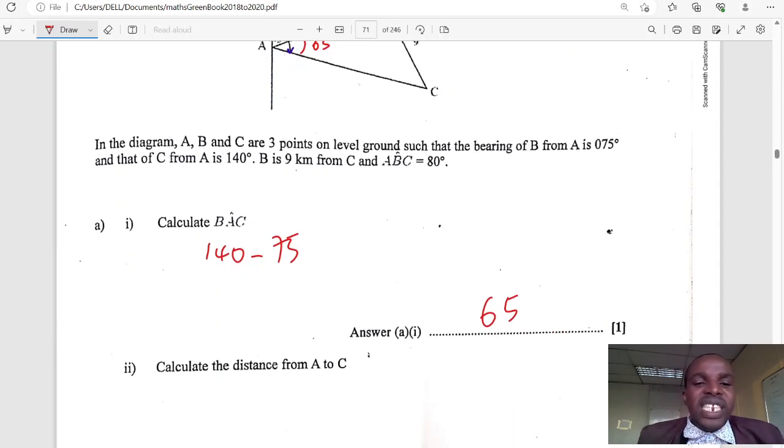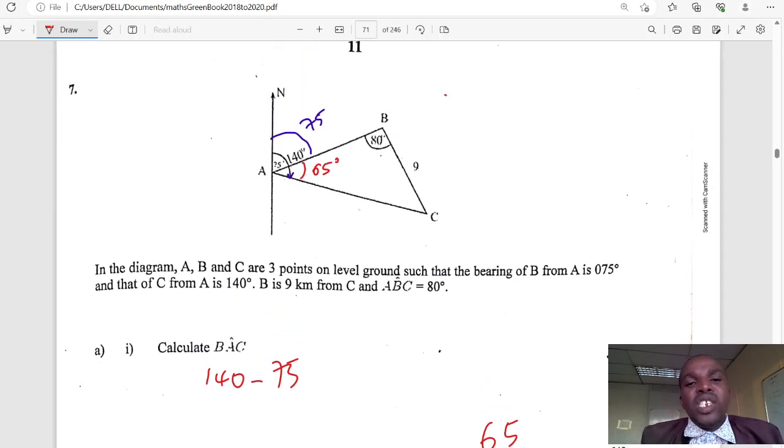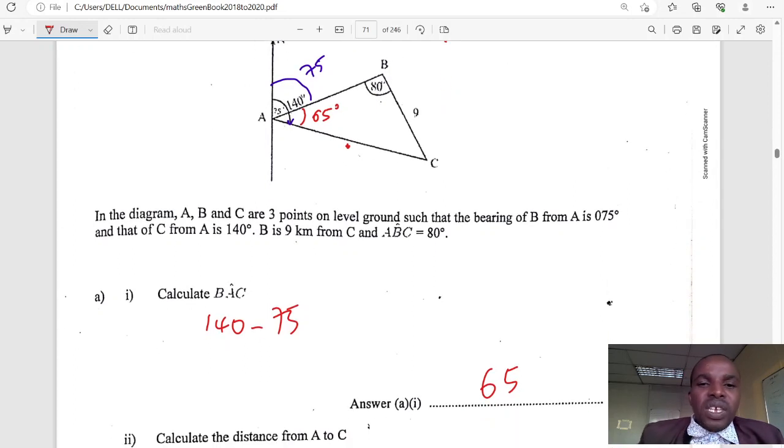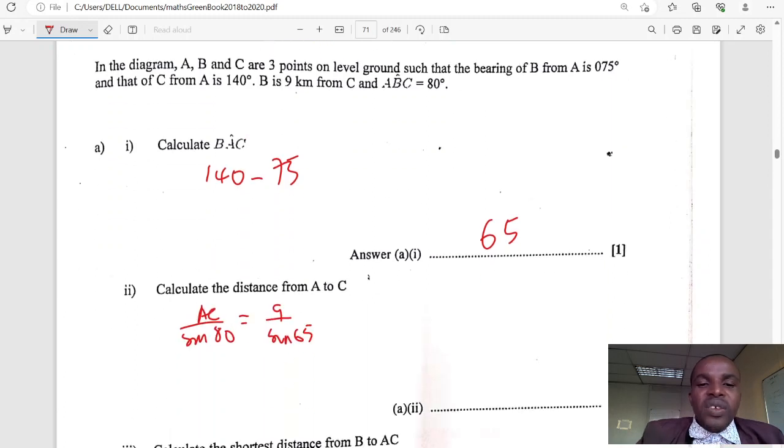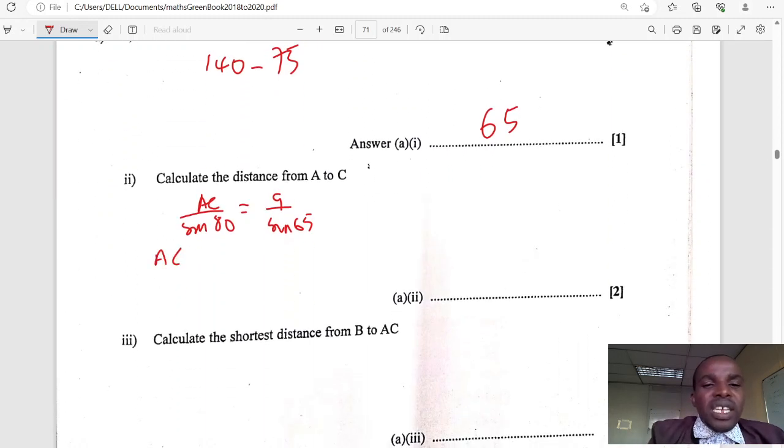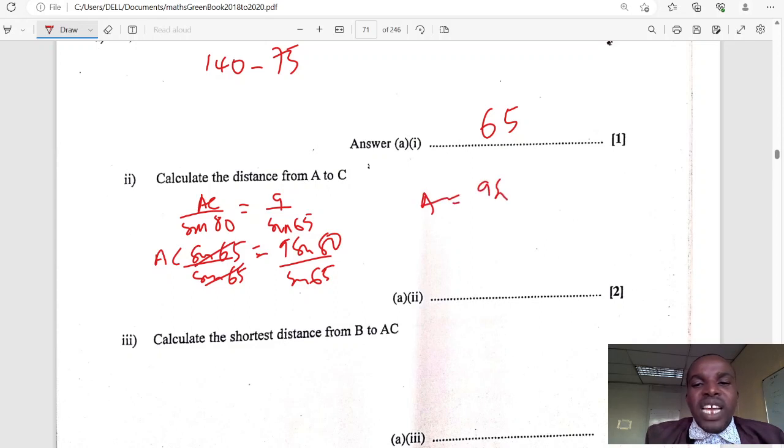Then next, calculate the distance from A to C. That's the distance that you want. So you can use the sine rule. You can say AC over sine 80 is equal to 9 over sine 65. Then you cross multiply: AC sine 65 is equal to 9 sine 80. Then divide by sine 65 both sides. So AC is equal to 9 sine 80 over sine 65.